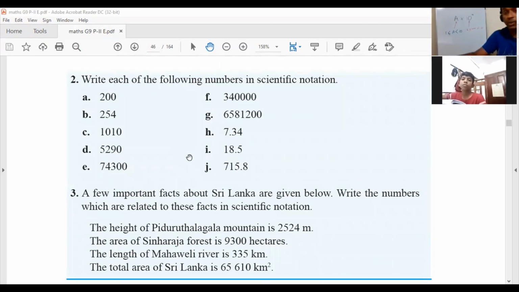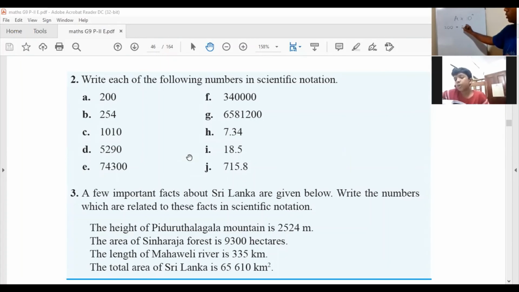Now you have to do it in your writing. Second question. Shall we start? Write each of the following numbers in scientific notation. To get a start, I will do the first one on the board myself. You have to write 200 in scientific notation. Then take out your writing book. How do you do this? This is the first question.